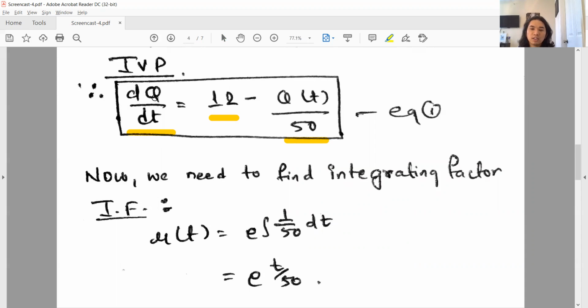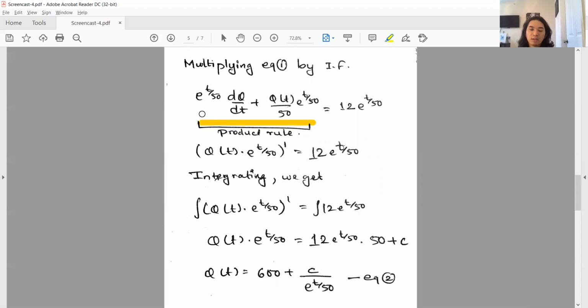Now in order to solve this initial value problem, we need to find the integrating factor. To find the integrating factor, we take the exponential of the integral of 1 over 50, and after we solve it we get e to the power t over 50. We multiply this e to the power t over 50 into equation 1, and we get this equation right here. We can see that this equation is in the form of the product rule of a derivative.